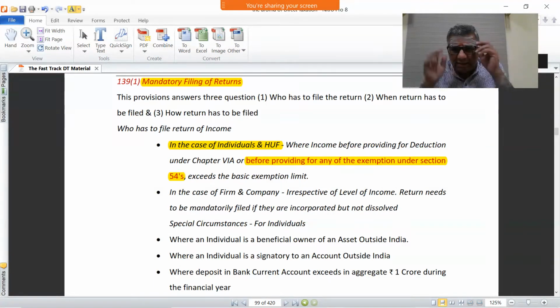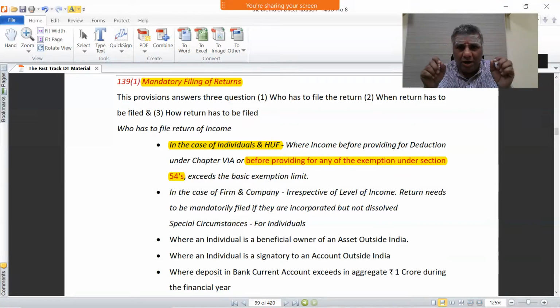Suppose I have 10 lakhs worth of capital gain this year. I sold a property, got 10 lakhs capital gain. I went and invested the whole 10 lakhs in specified bonds. I don't have any other income. Should I file my returns? The answer is no. I'm sorry, the answer is yes.